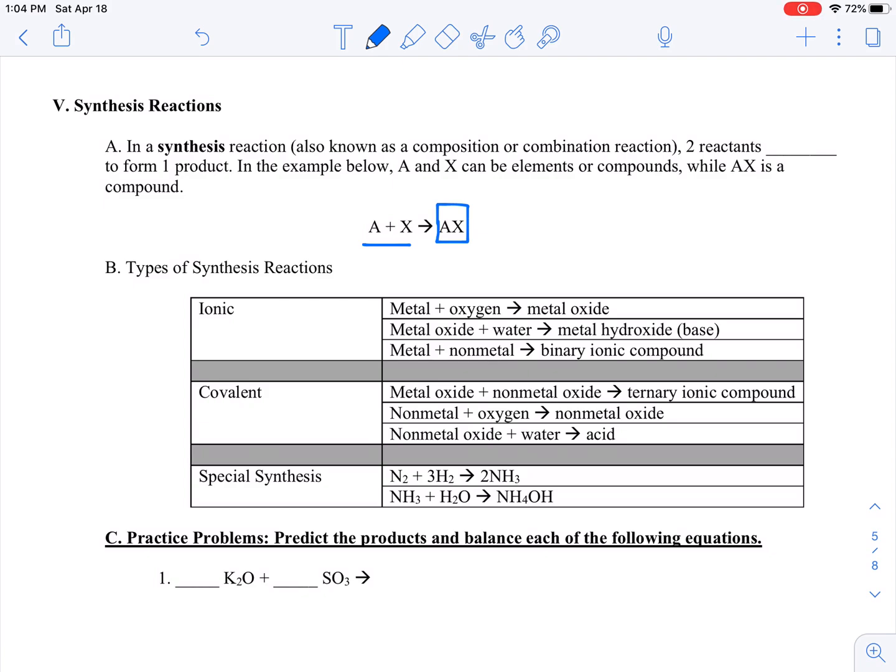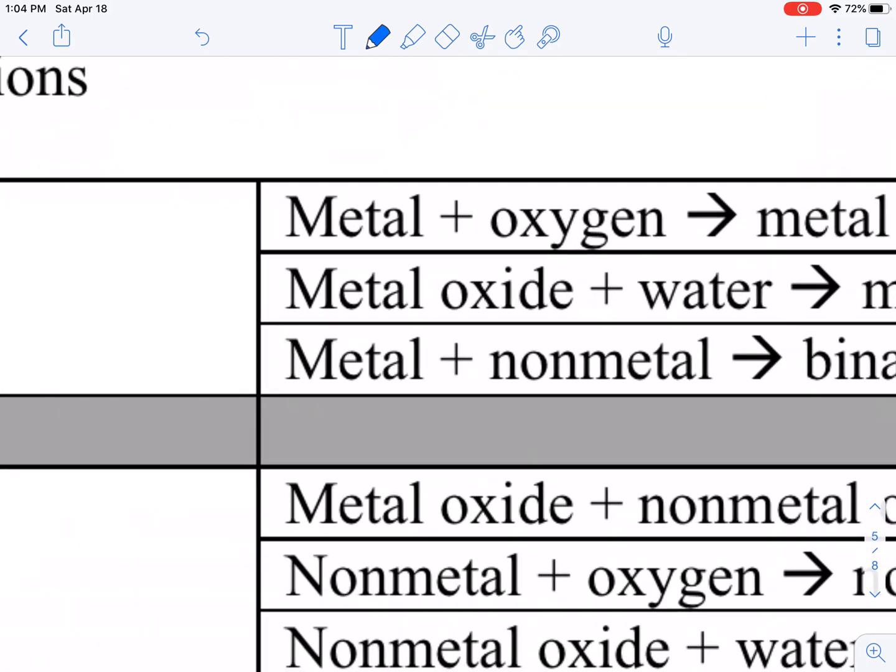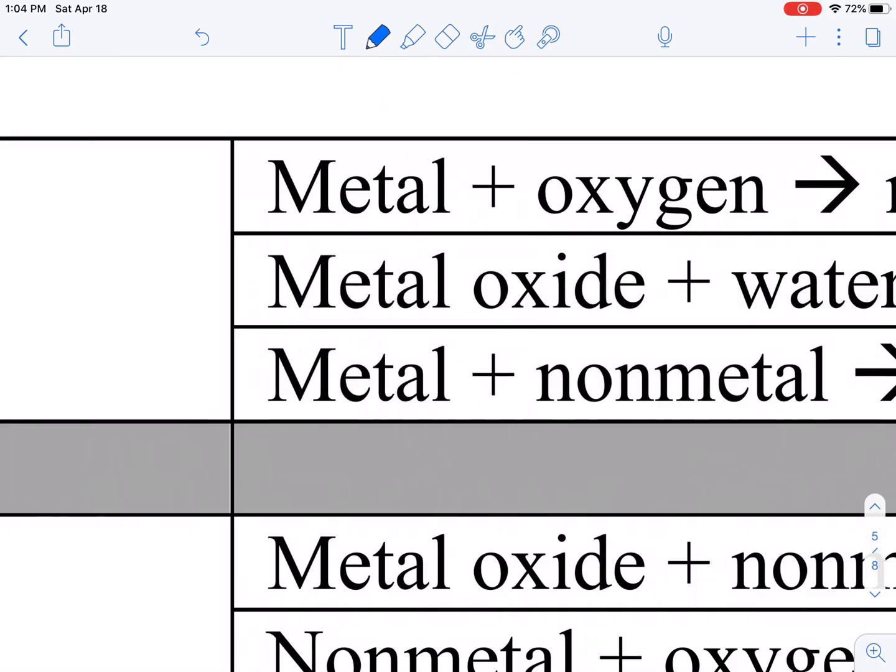So first off, what I'd like to do is have us provide some letters for each of these reaction types. For instance, we're going to say that a metal plus oxygen, we're going to call that letter A. A metal oxide plus water is letter B. Metal plus nonmetal is letter C.